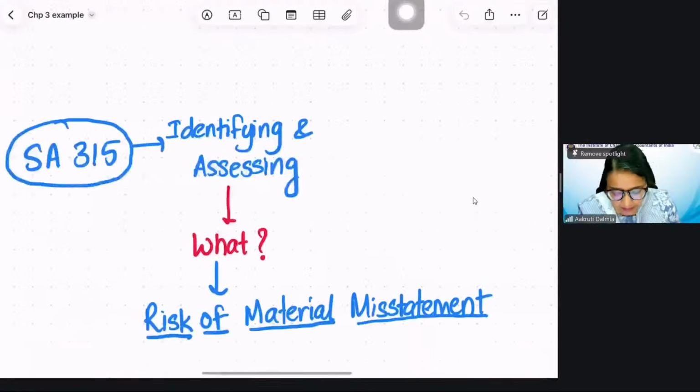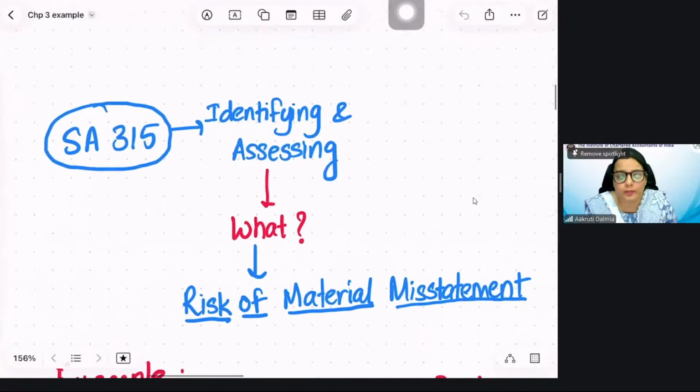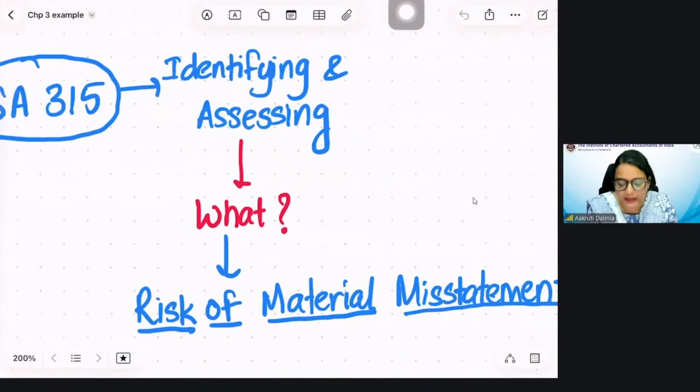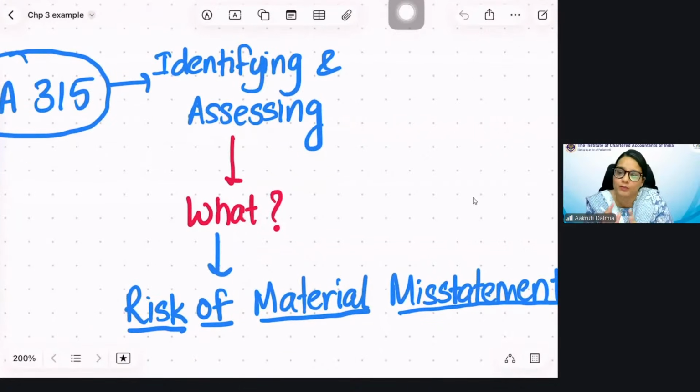All right. So look at the screen now. I have created a small example to make it clear for you. This chapter is divided into multiple parts. And the first aspect of the chapter, which is about risk assessment, I'm going to explain to you with a small example. The risk assessment standard we will study in detail, but just to give you the number, it starts with SA 315. It talks about identifying and assessing risk of material misstatement.